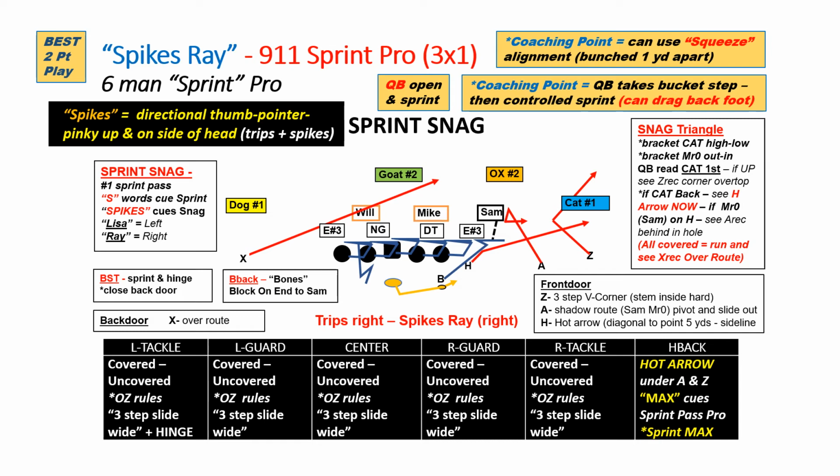Spikes Ray. Signal here is now you're going to take your directional thumb and pointer and pinky and have it up on the side of the head so it looks like spikes or antlers.